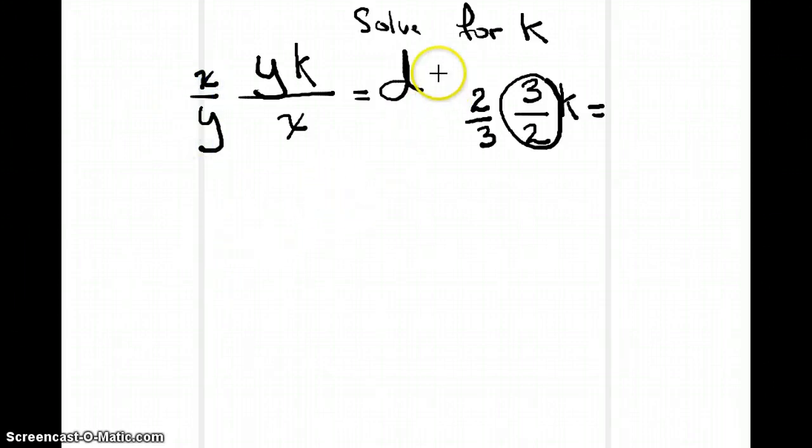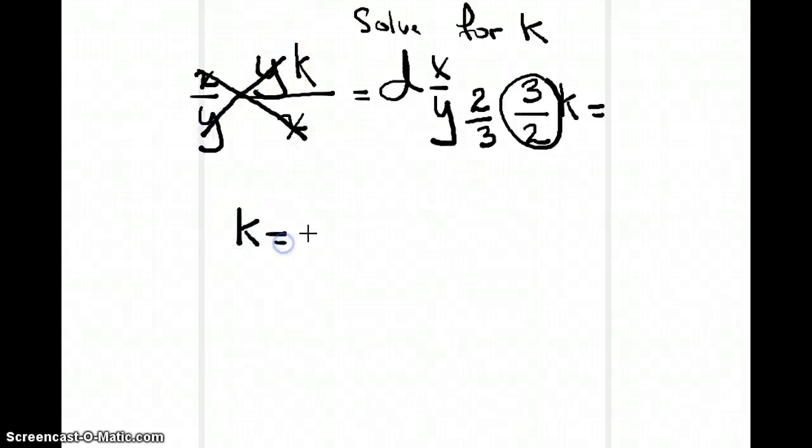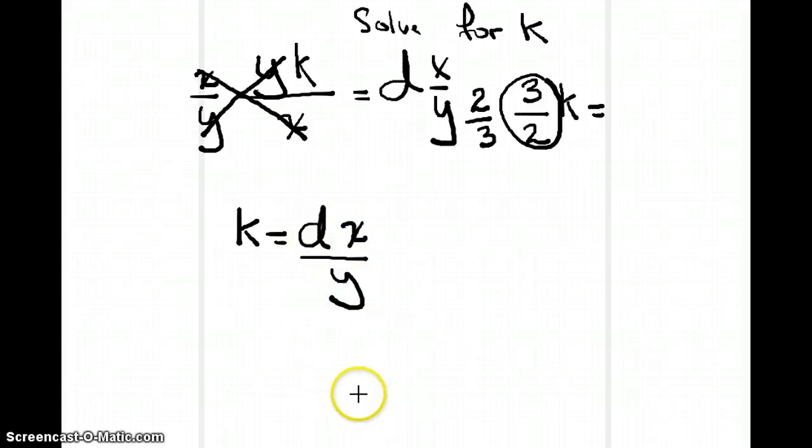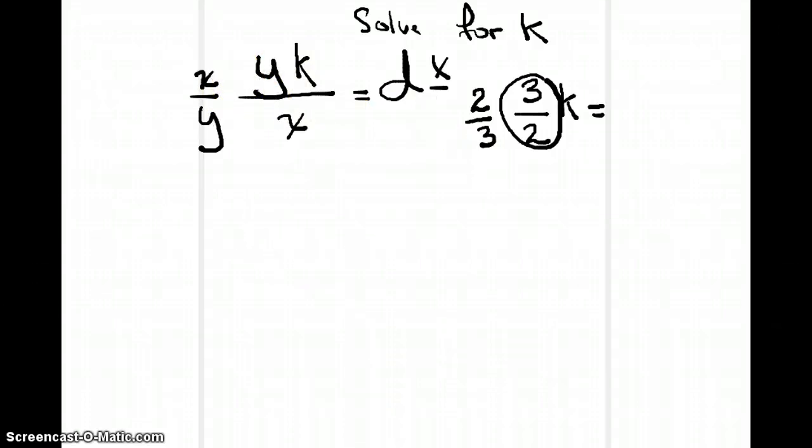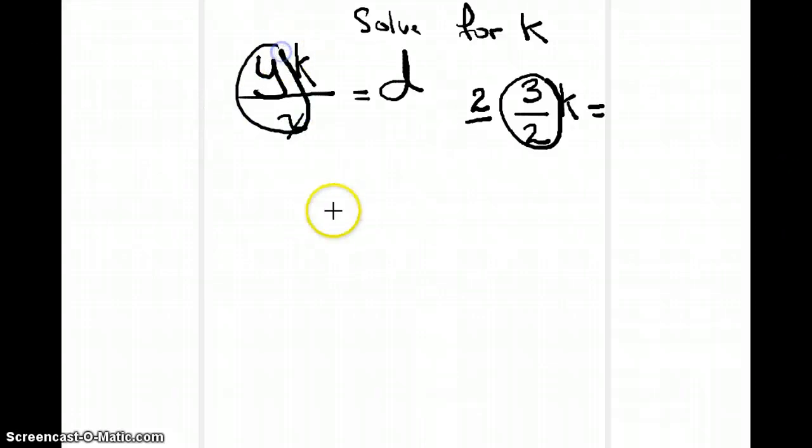And what I do on one side, I do on the other. x divided by x, y divided by y, and I'm left with k equals dx over y. So if I'm required to solve with basically a fraction in front of the variable, I'm just going to flip those two variables. I'm going to take the multiplicative inverse of them to get rid of it. And we'll have a chance tomorrow to practice that.